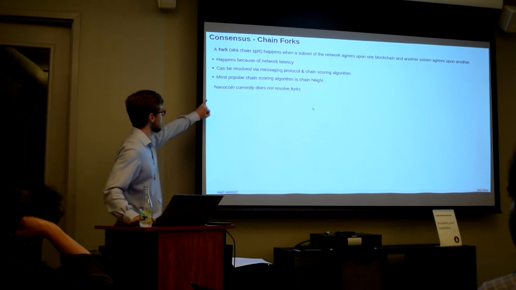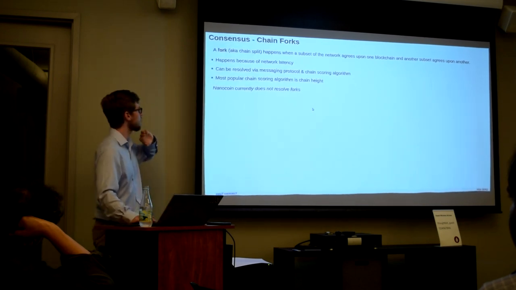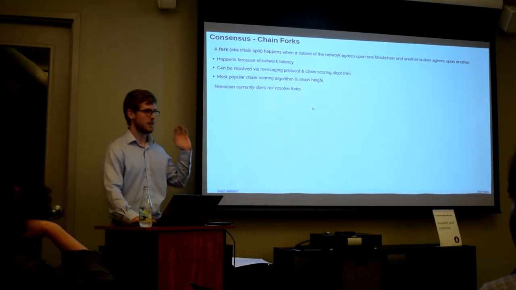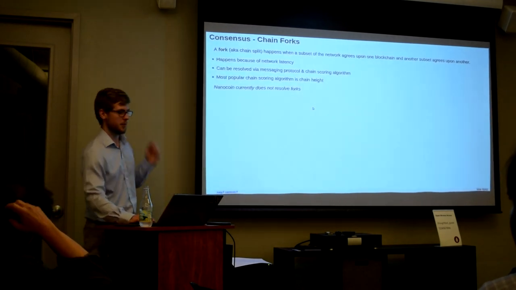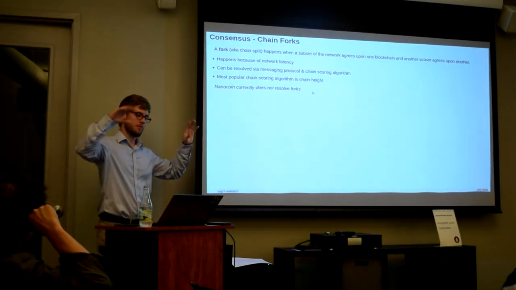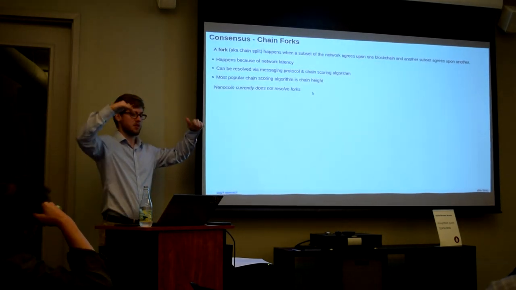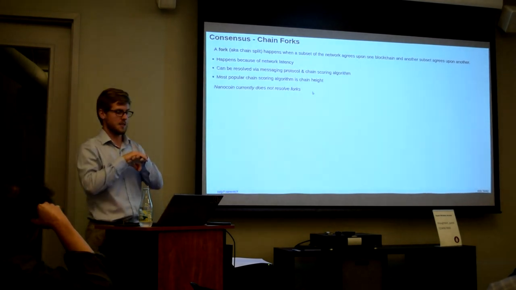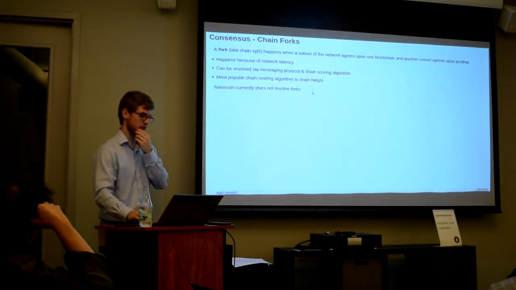So currently, nanocoin doesn't resolve forks, but this is a really, really easy modification of the protocol that I'm open to pull requests on if you guys want to try to implement it. Basically just chain scoring based on chain height, so that if nodes mine blocks and there are two competing chains, you decide on the best chain based on the height of the chain.